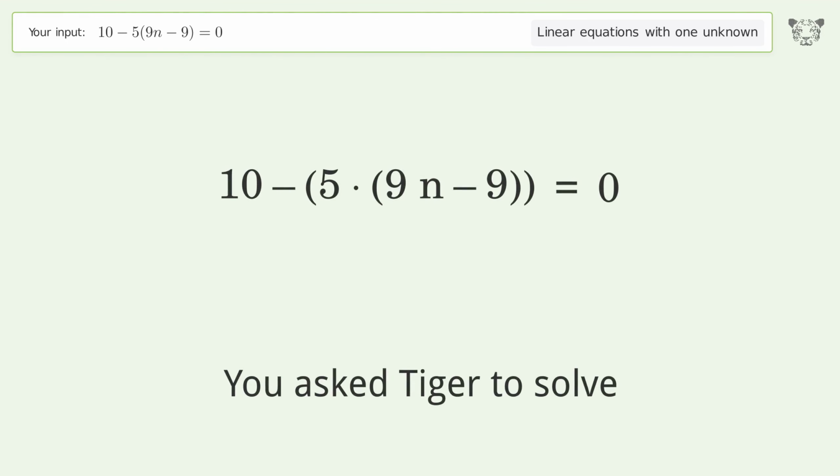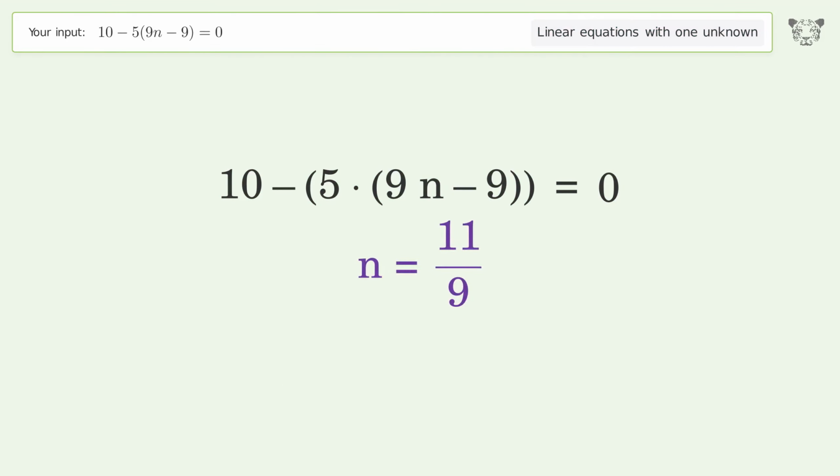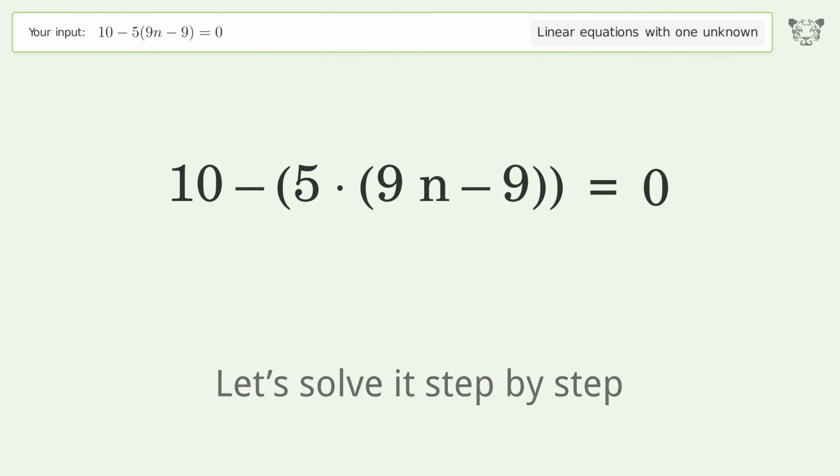You ask Tiger to solve. This deals with linear equations with one unknown. The final result is n equals 11/9. Let's solve it step by step.